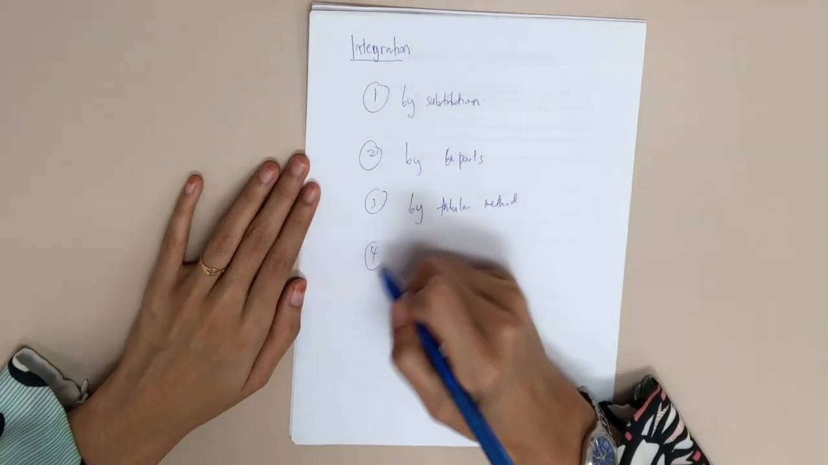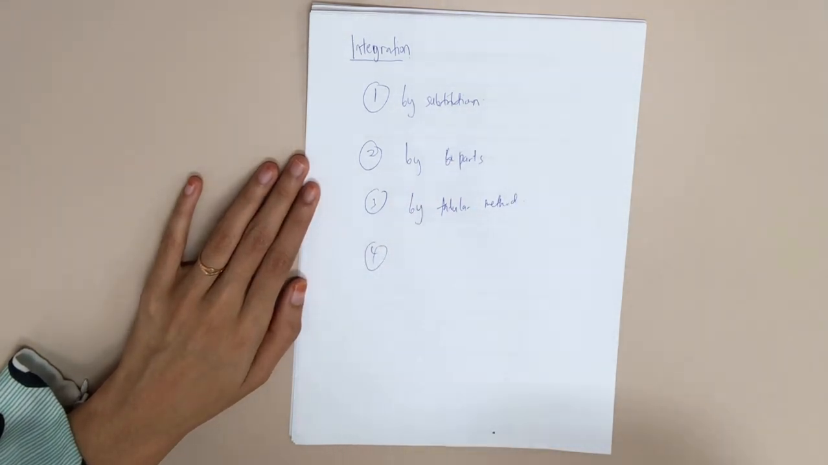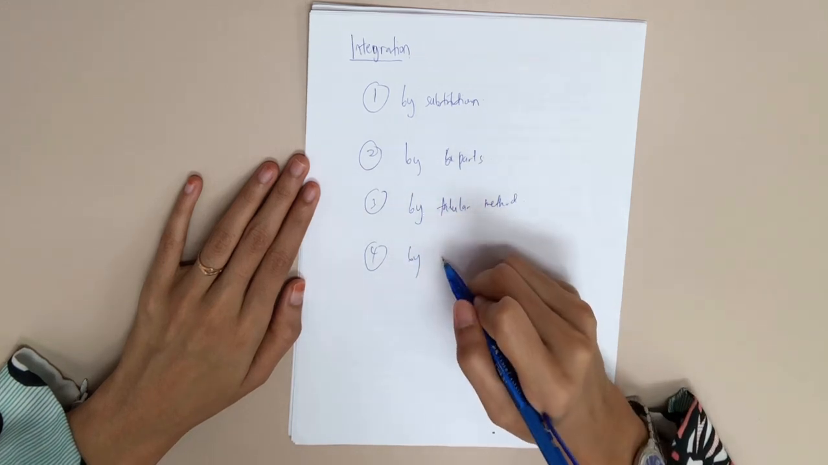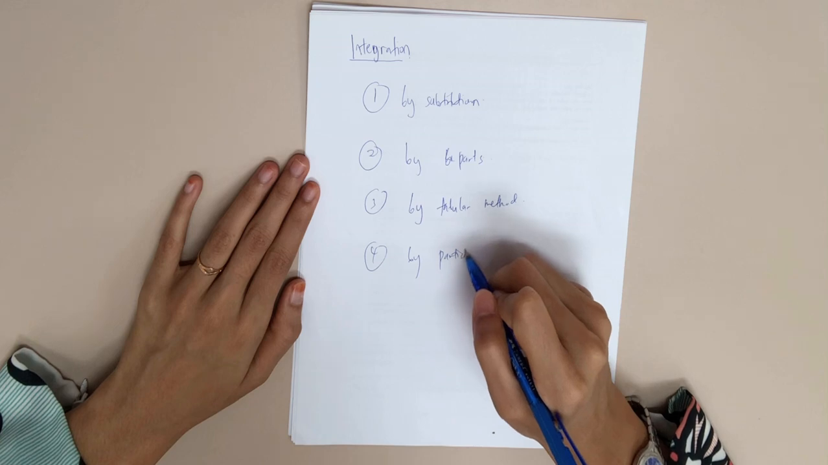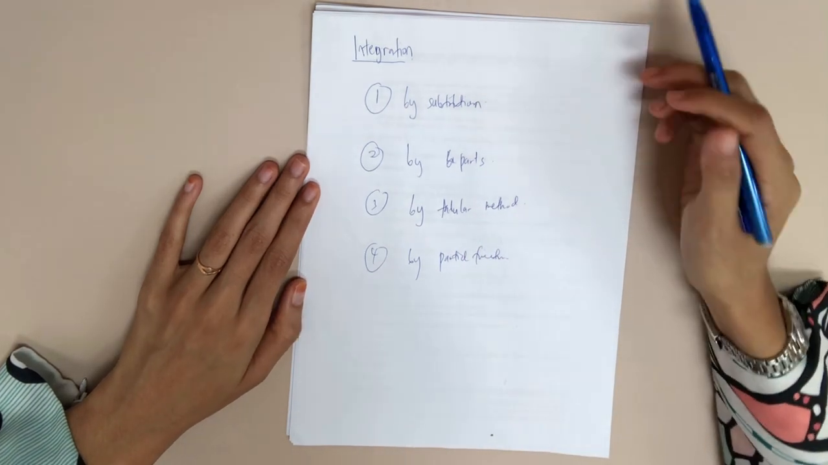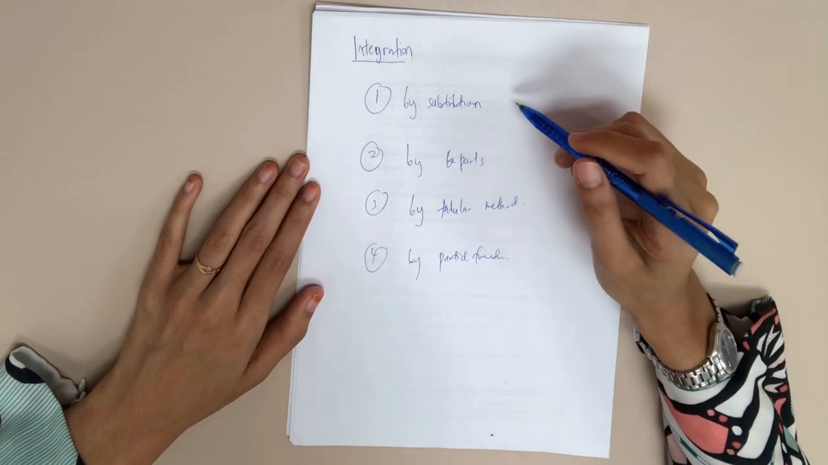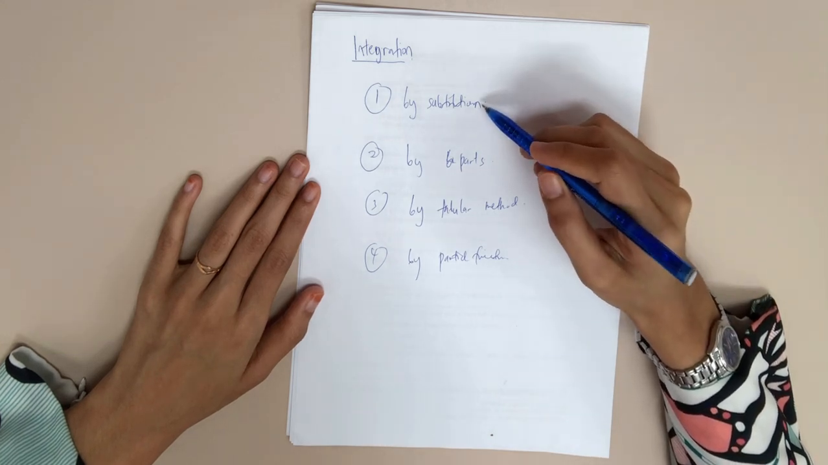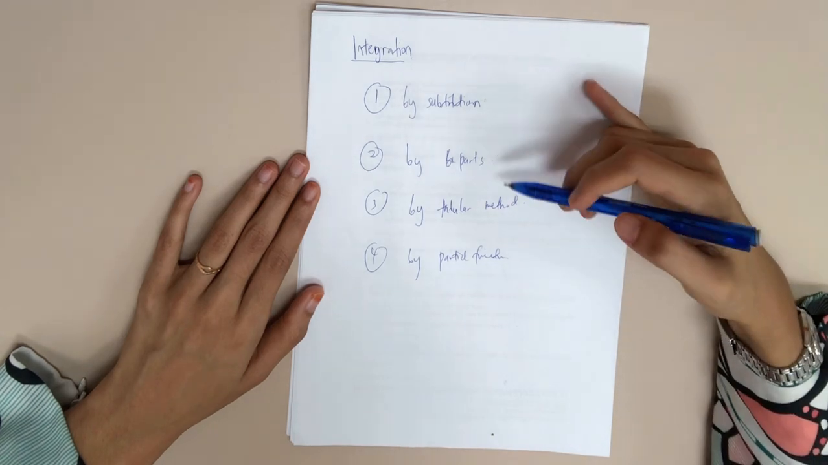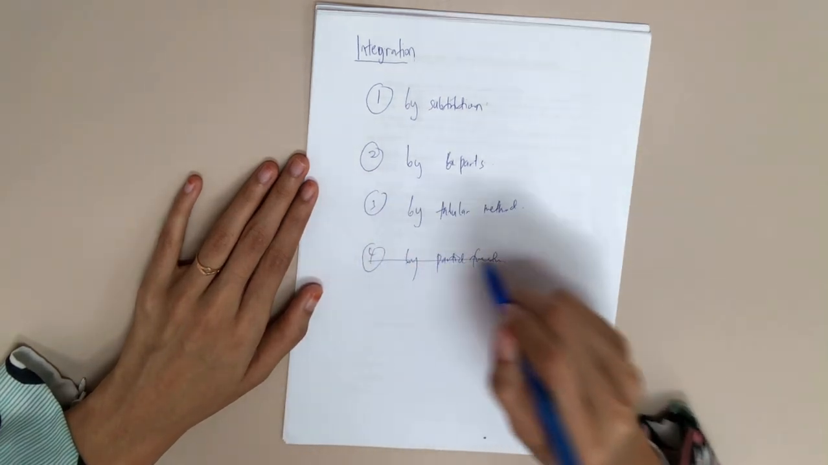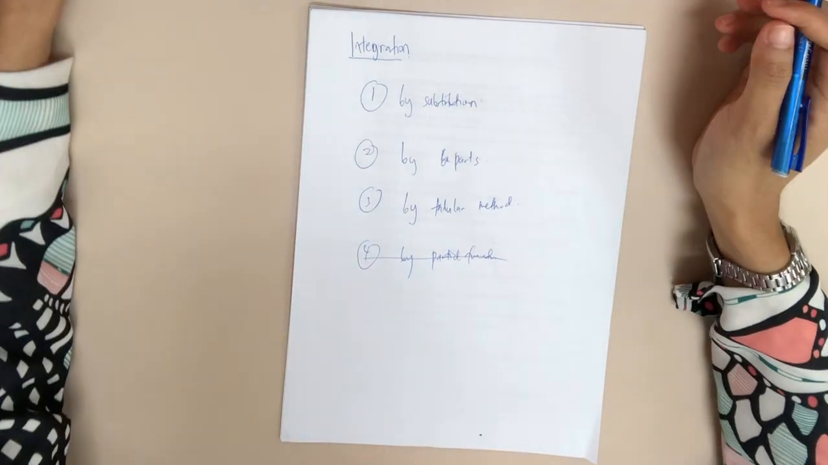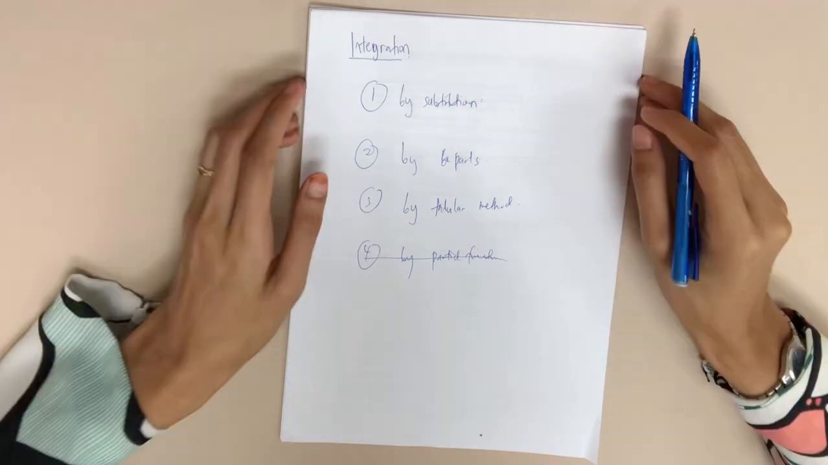In maths, there are actually four methods. The last one is by partial fractions. But for our syllabus, mostly we will touch on these three: substitution, by parts and the tabular method. So I will focus on these three first. We start with the first one, which is substitution.